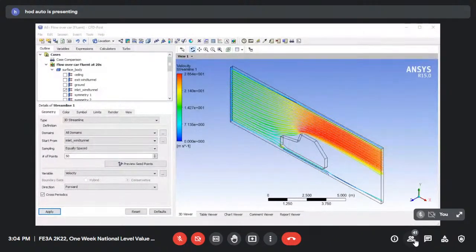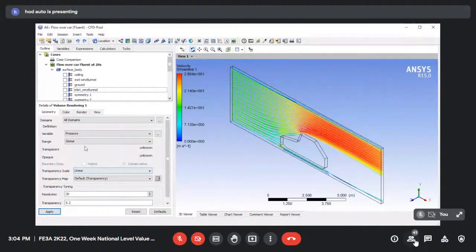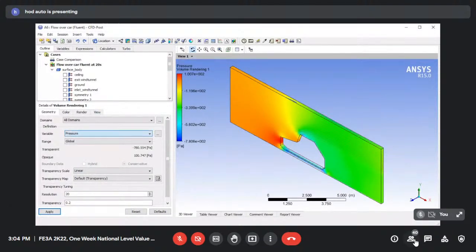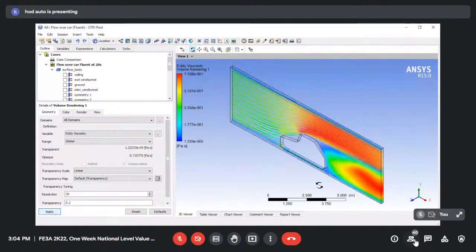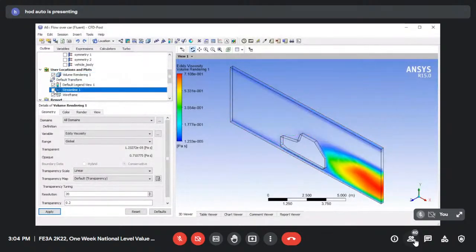You observe such situations. So suppose I want volume rendering. I don't want this. I want volume rendering. So I want to know how pressure is. Yeah, that's how the pressure domains are. Say I want eddy viscosity, because of this turbulence, you can see the eddy viscosity. I'll try to remove the streamlines. I'll ask it not to show me the streamlines.